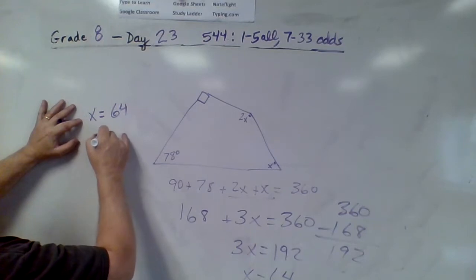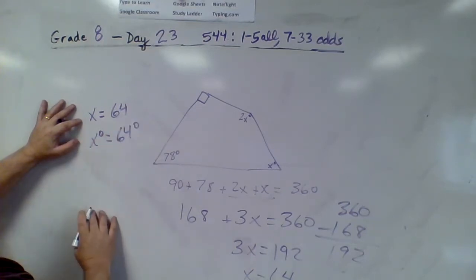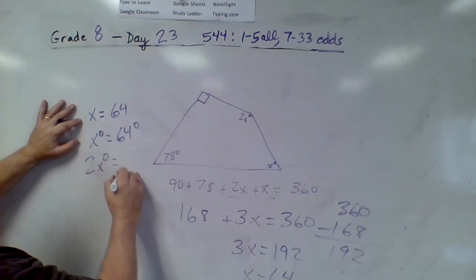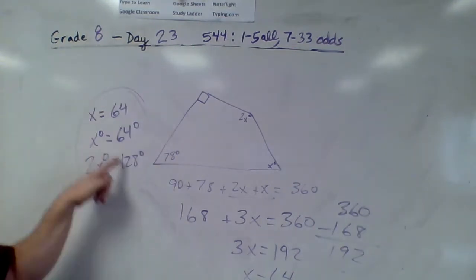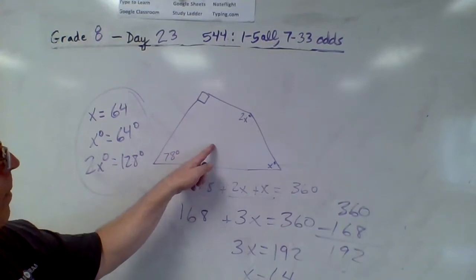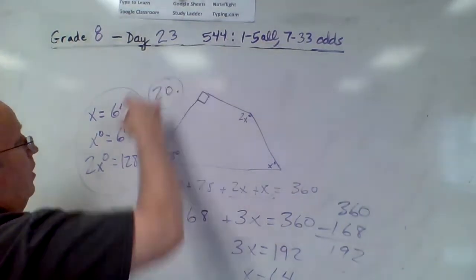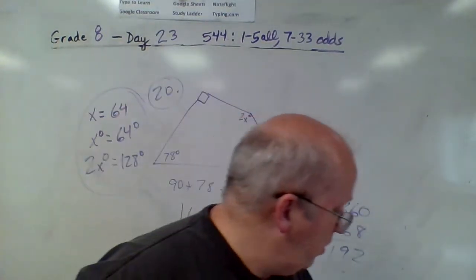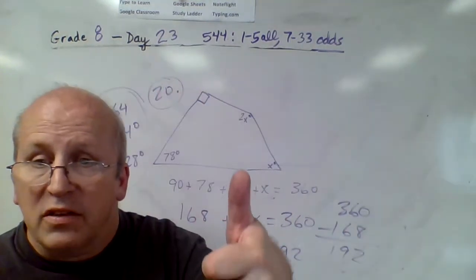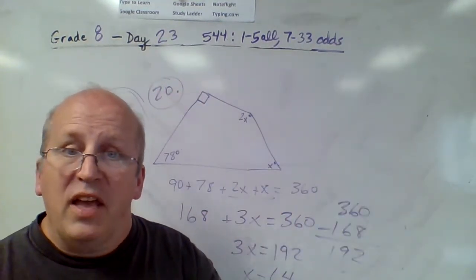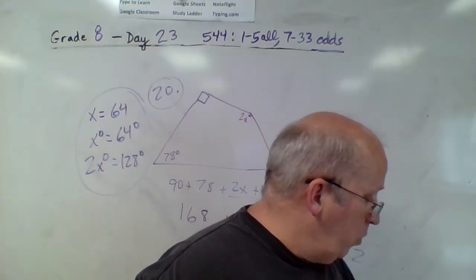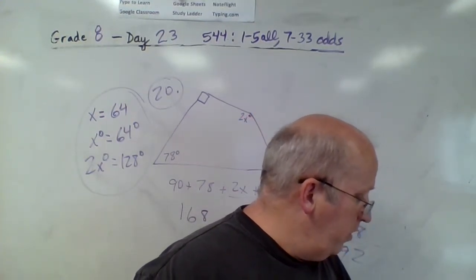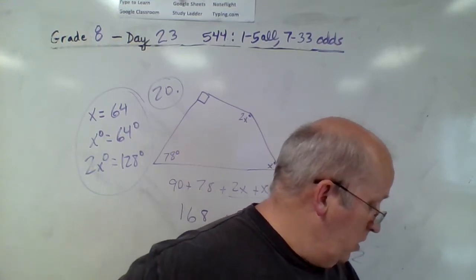Then x degrees would be 64 degrees, and 2x degrees would be 128 degrees. This is the answer to this particular problem, problem number 20, based on the directions given us. Find the value of x and find the value of the missing angles. Oh, let's see, 22 to 24, I think that's pretty easy. That's just finding area of figures.